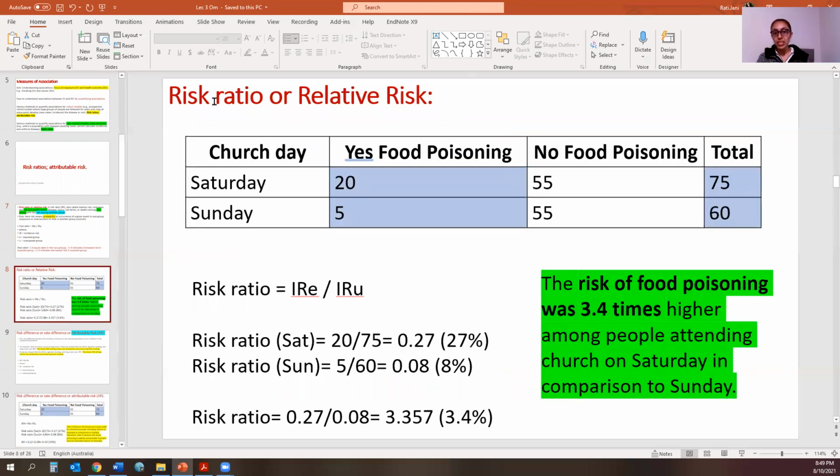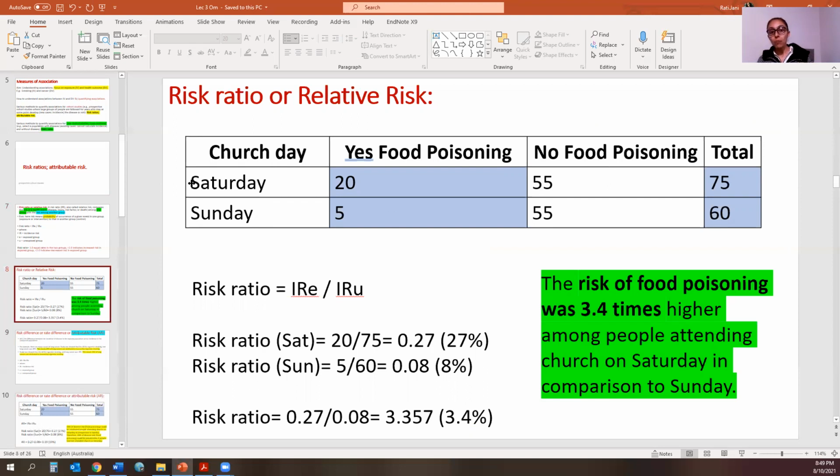All right, so now this is the example. Remember, risk ratio, division. Attributable risk, minus. Concept same. You're just comparing two groups. Now let's look at this example where you have people who have gone to the church. Some people have gone to the church on Saturday. Some have gone to the church on Sunday. And maybe they had, say, afternoon tea or something like that over there. And then some people experienced food poisoning and the others did not experience food poisoning.